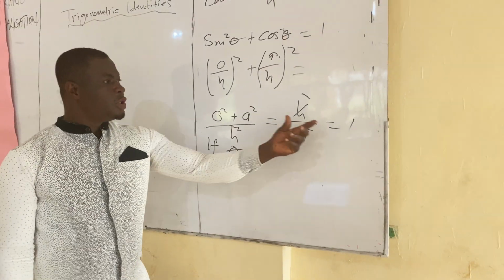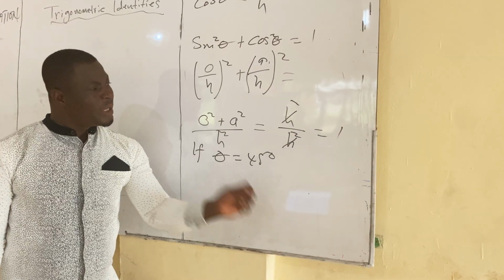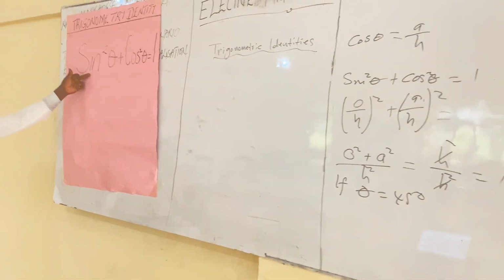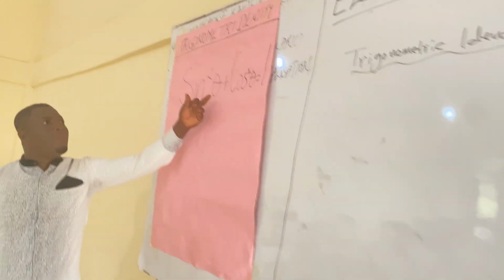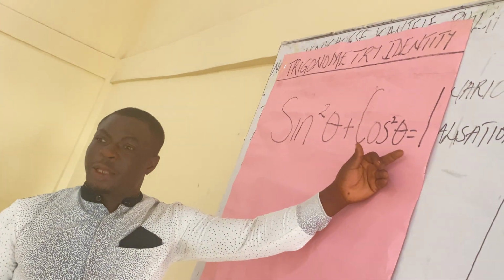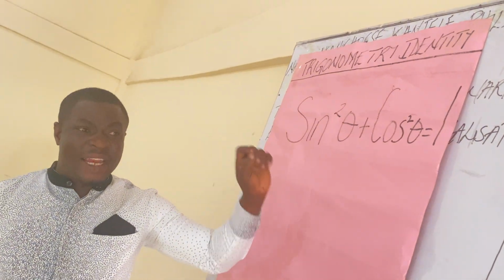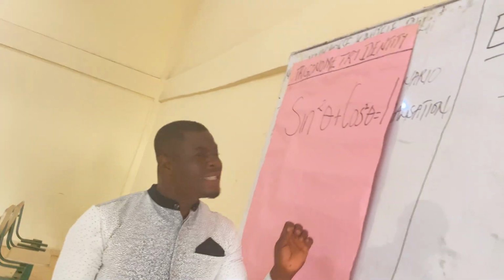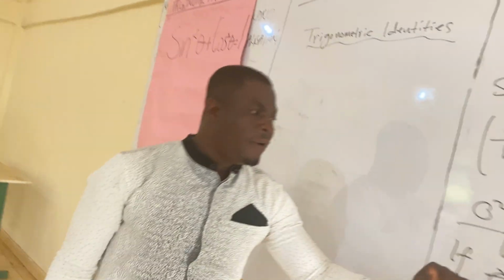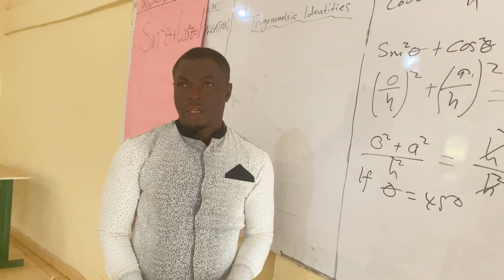At the end, your result is going to be 1. So that shows that the identity sine squared theta plus cos squared theta is equal to 1. It means that the identity is valid. So let's substitute theta to be 45 degrees.